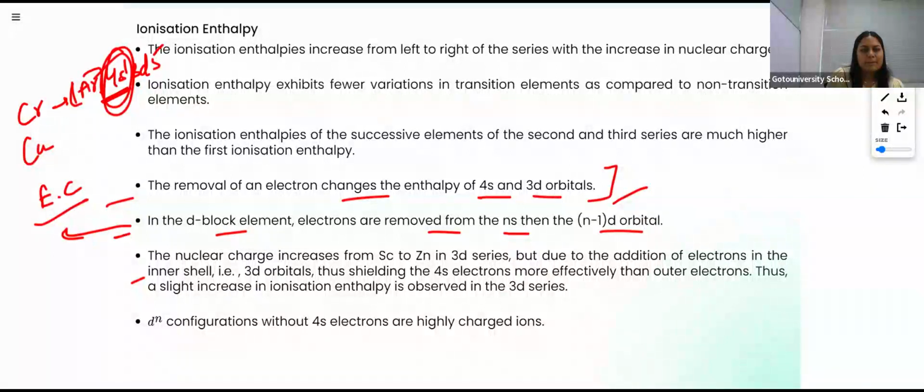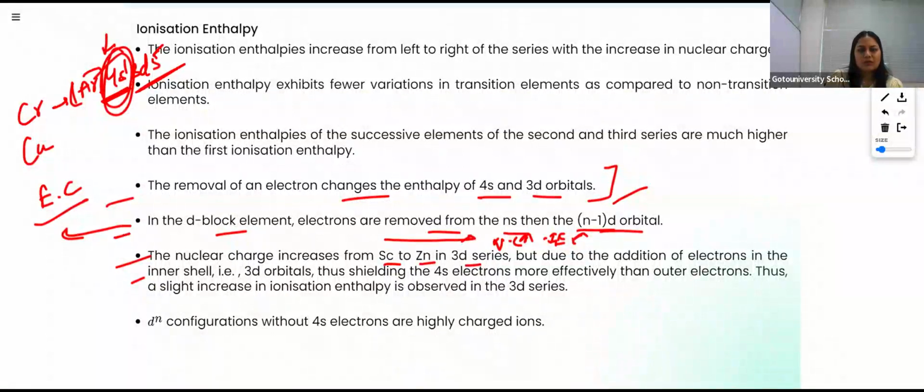Why? Because to attain a stable configuration, right? We remove electron from this 4s orbital first, then the d orbital. The nuclear charge increases from scandium to zinc in the 3d series. This is understood by moving left to right. Nuclear charge increases, and that is why the ionization enthalpy increases.